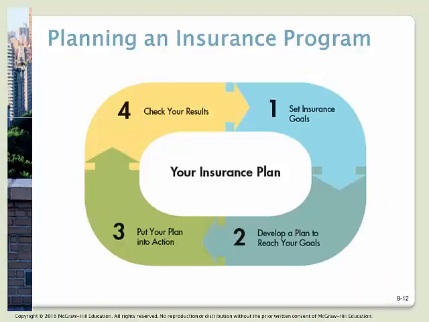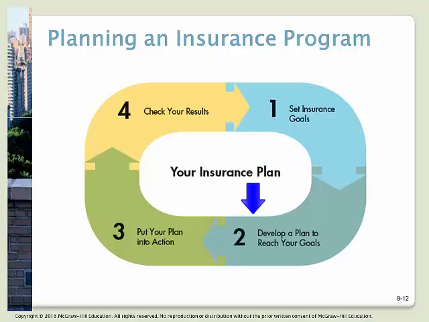This is Exhibit 8.2 in the book. By now, we should be used to seeing charts like this showing the steps in making some type of financial plan. In this case, an insurance plan. Step 1, set insurance goals. What insurance do you already have? How much risk are you willing to personally accept? How much do you want to shift? How much are you willing and able to pay to shift that risk?